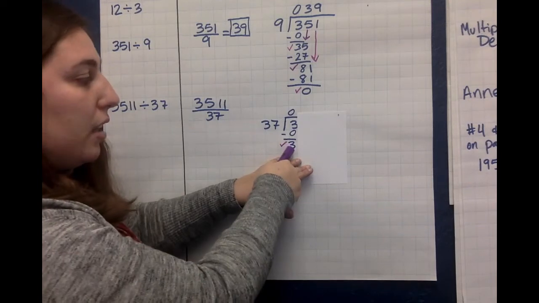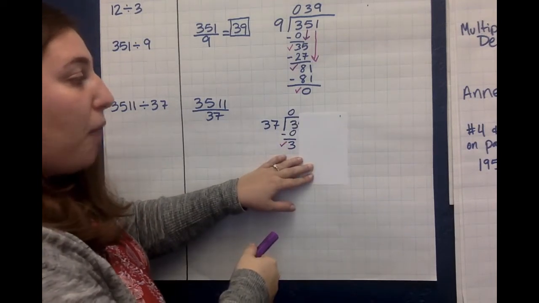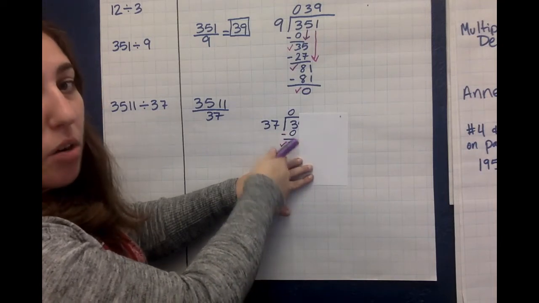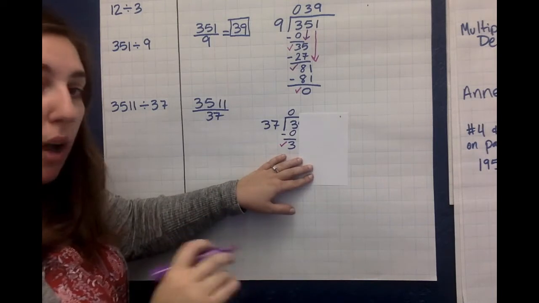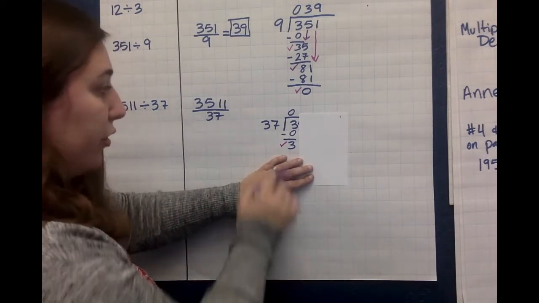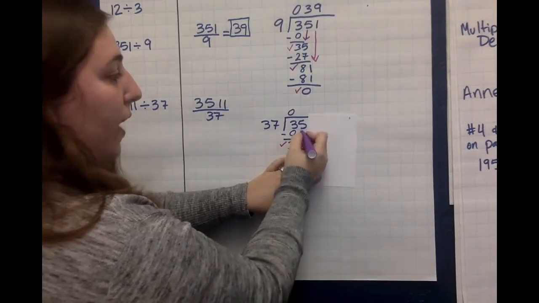If my number here was larger than 37, that means that I probably made a subtraction error or a multiplication error. Okay, so you want to do that check. So now that I did the check, I've got to bring down. So I'm going to bring down the 5.